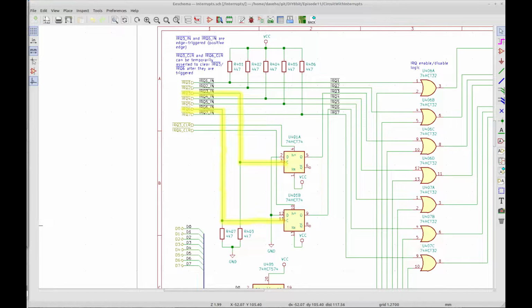Instead, they are fed to the clock inputs of 2 D-type flip-flops in a 74HCT74 device. The 2 D-type flip-flops normally output a high voltage, which corresponds to the interrupt not being asserted. When a positive edge arrives on the clock input, the output latches a low voltage which is continuously present on the flip-flop's D input. This causes the corresponding flip-flop output to send a low voltage to the Enable/Disable logic.